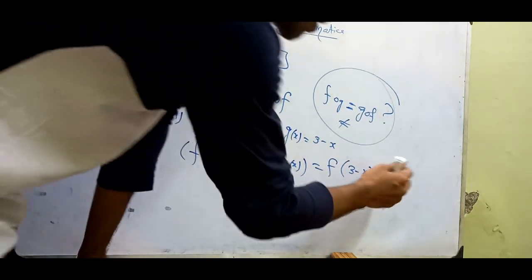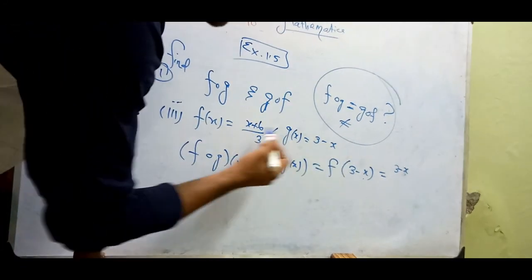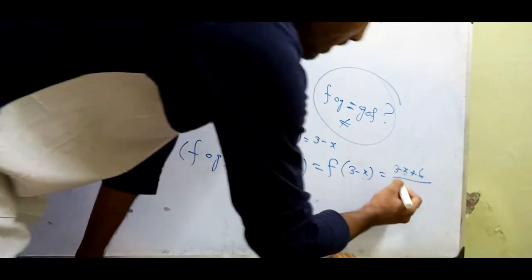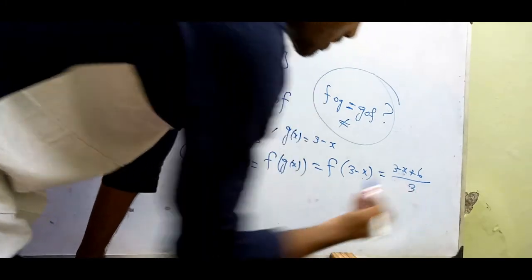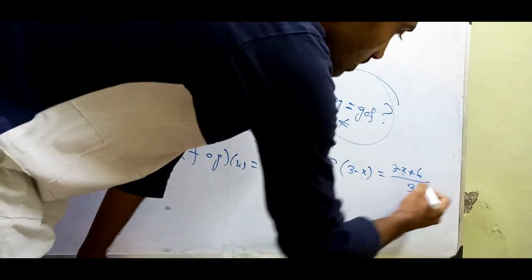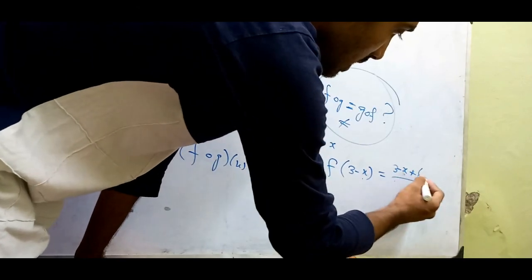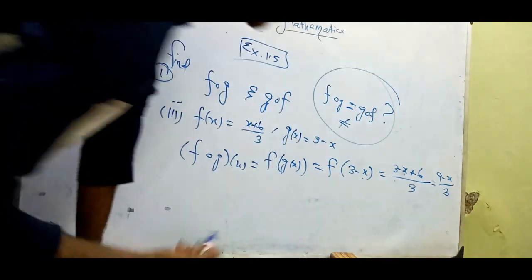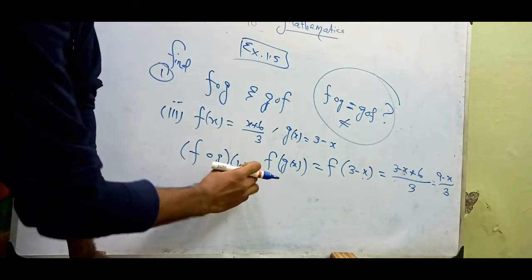While substituting 3 minus x, we have to be careful with the addition and division. So (3 minus x plus 6) divided by 3. Here we have 6 plus 3 is 9. So 9 minus x upon 3 is the f compose g answer.